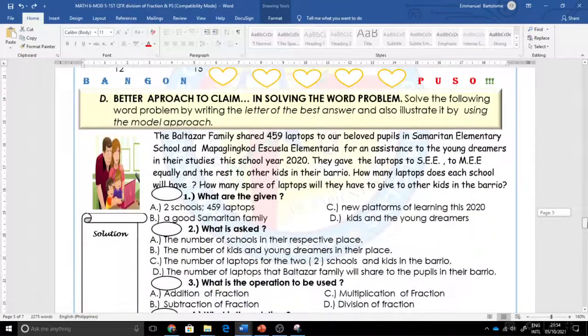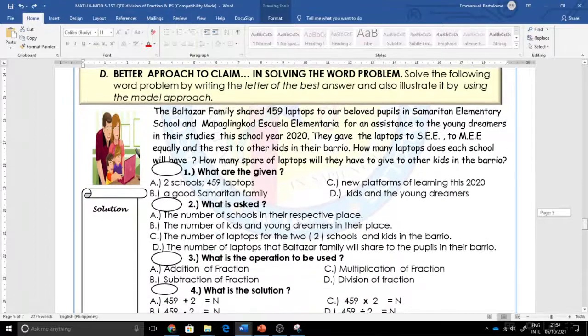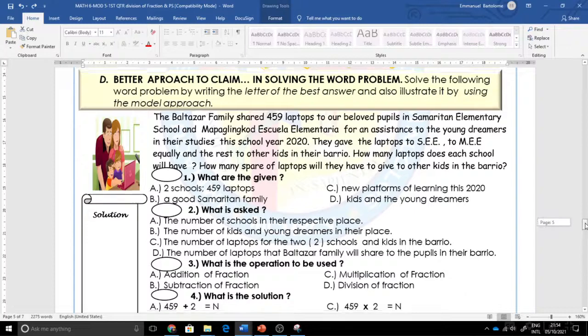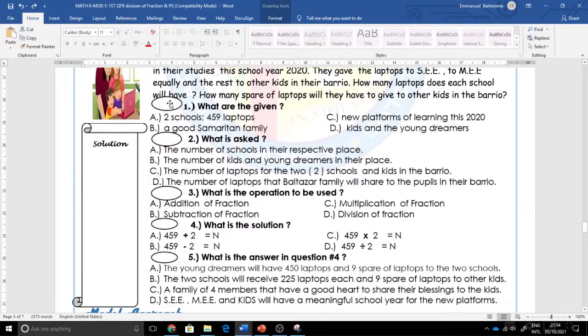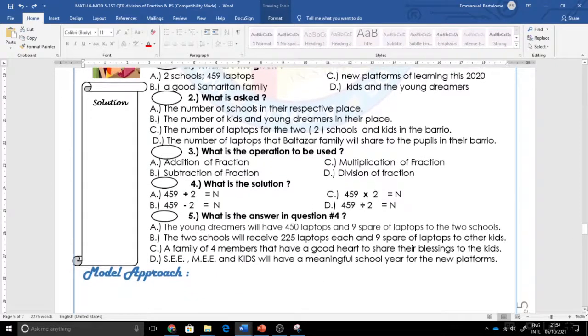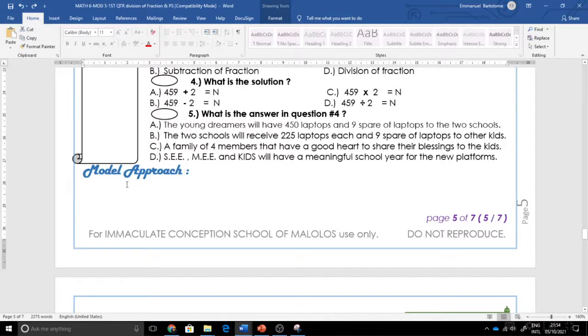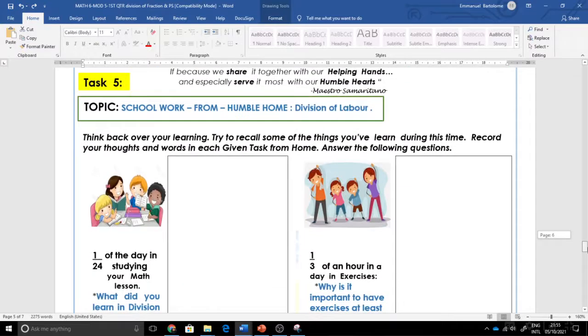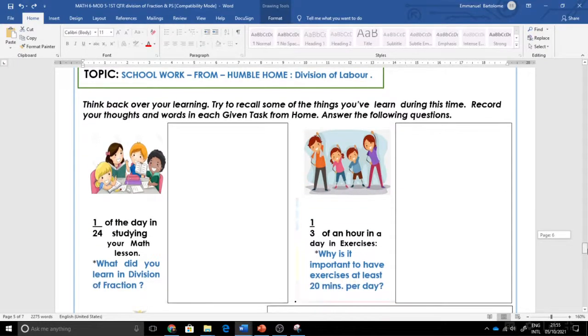Okay? And then in letter D, better approach to claim, solving the word problem. So, analyzing the word problem given as multiple choice problem. So, you will write your final answer in the oval. You could use this space for your solution. Okay po? So, you could also try the model approach by drawing the image of what you need to solve. Okay? And for reflecting in topic 5, so think back of the learning and recall some things you have learned during this time. Record your thoughts, words in each given task from home and answer the following questions.